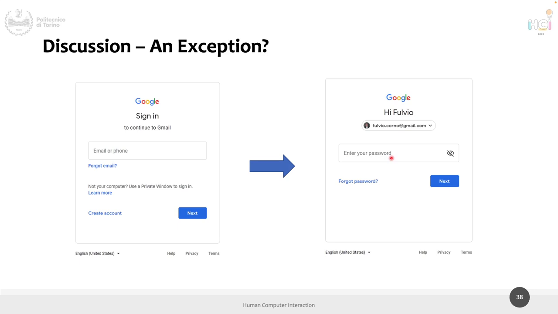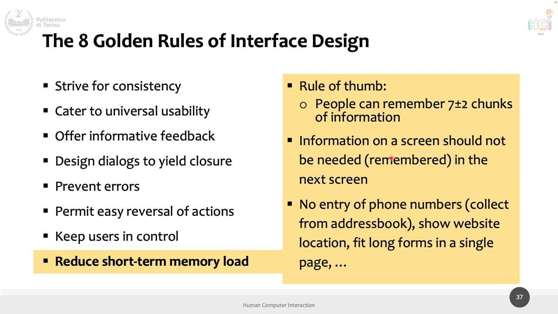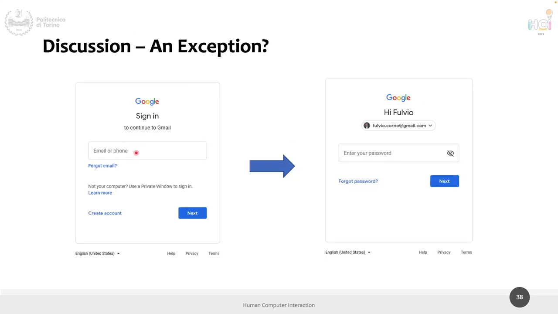So is this actually in contradiction to reduce short-term memory? Because I need to remember what I've written here to insert the right password. So if I've written here name.surname at address1@gmail.com, I should insert here the password of address one. But if I have multiple Gmail accounts, I should remember the password of the other. And I should remember which information I put here. So apparently, this is in contrast with the rule.